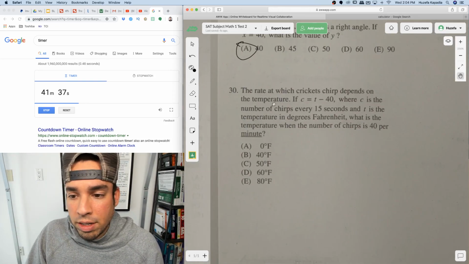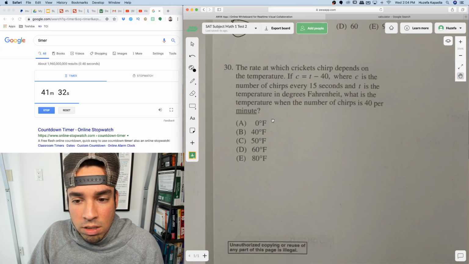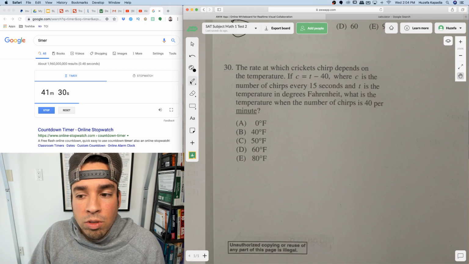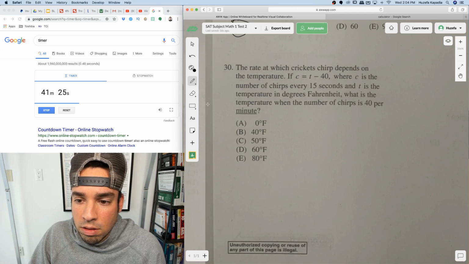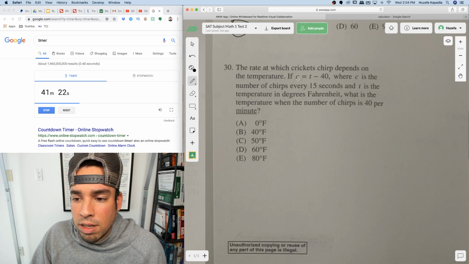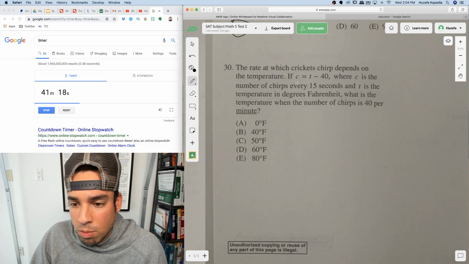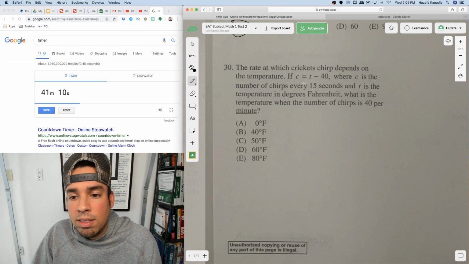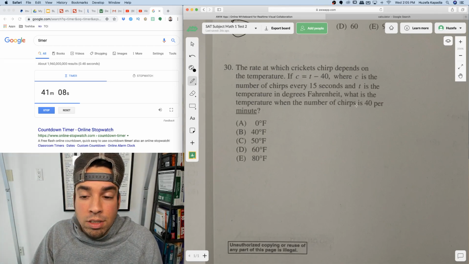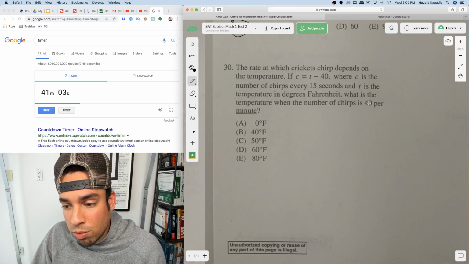The rate at which crickets chirp depends on the temperature. If C equals that, where C is the number of chirps every 15 seconds, T is the temperature. When the number of chirps is 40. Got it. So C is every 15 seconds. So we got to multiply it by 4. Or no, wait. No, let's do this. What is the temperature when this is 40 per minute, which is 10 per 15 seconds, right? We divide a minute to get 15 seconds, we divide by 4, so we divide that by 4.